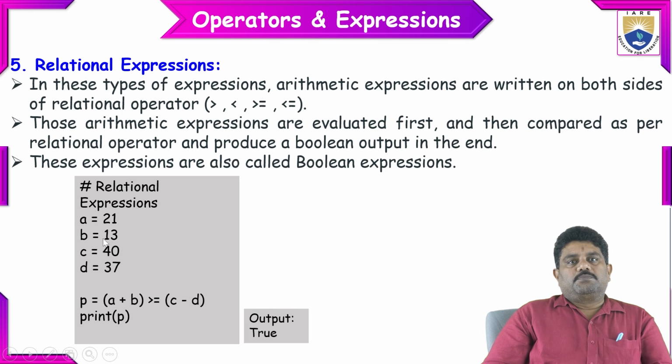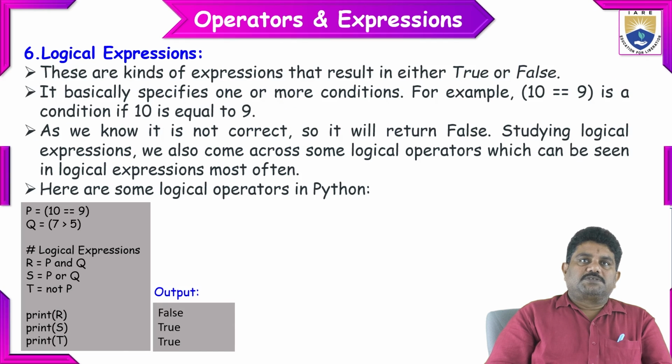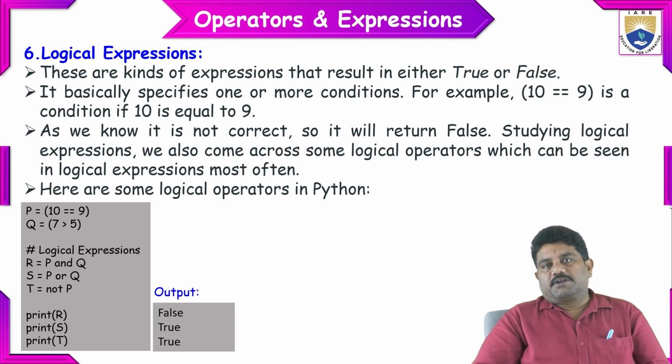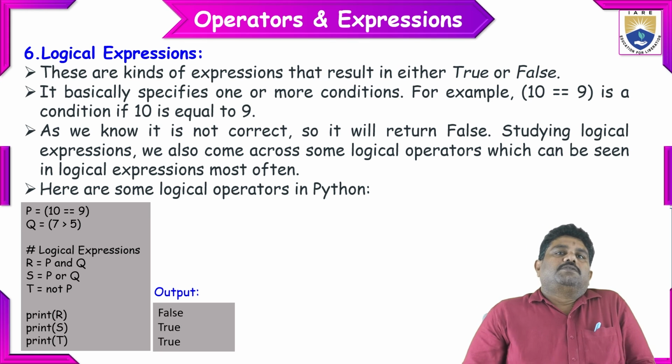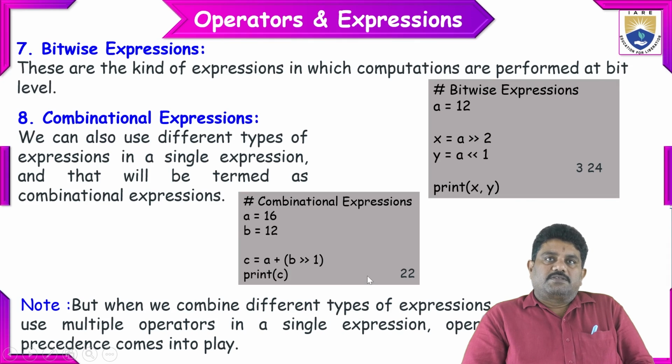See here, a = 21, b = 13, c = 40, d = 37. a + b >= c - d. We can write expressions with relational operators, and these return either true or false based on the condition. Such expressions are called relational expressions. And logical expressions are also either true or false, but these use logical and, logical or, and not operators, like p and q, p or q, not p. These are the logical expressions.